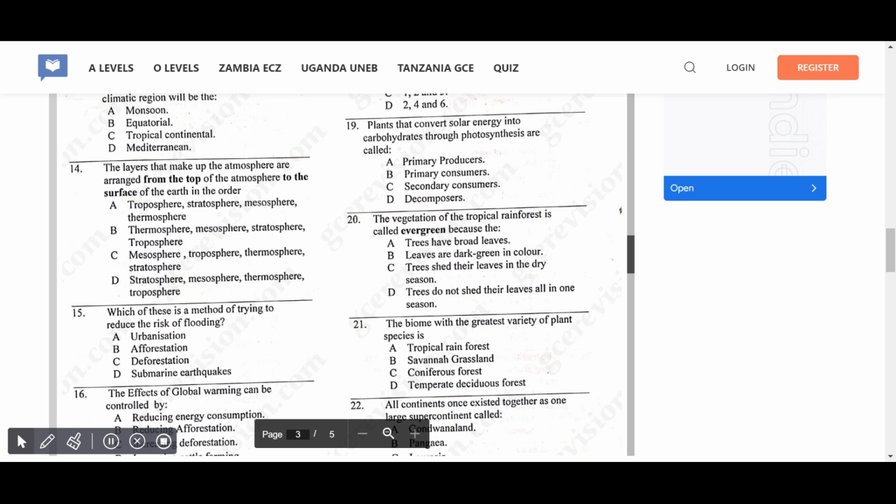Question 20. The vegetation of the tropical rainforest is called evergreen because... The answer is C. The trees shed their leaves in the dry season.